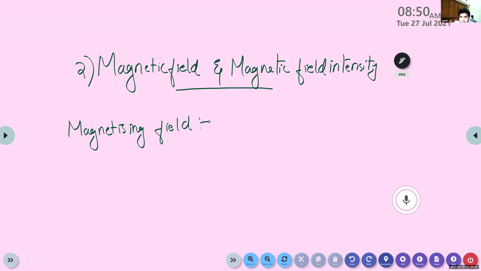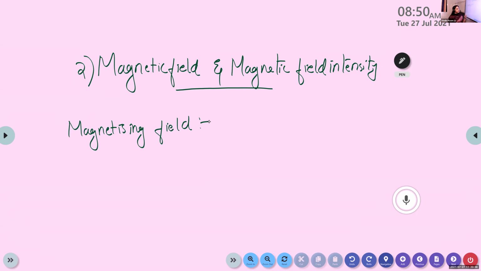The field which is magnetizing a substance is called the magnetizing field. Suppose a bar magnet, whose magnetic field magnetizes some other kind of material, then we can call that a magnetizing field. The field which is magnetizing a substance is called the magnetizing field.